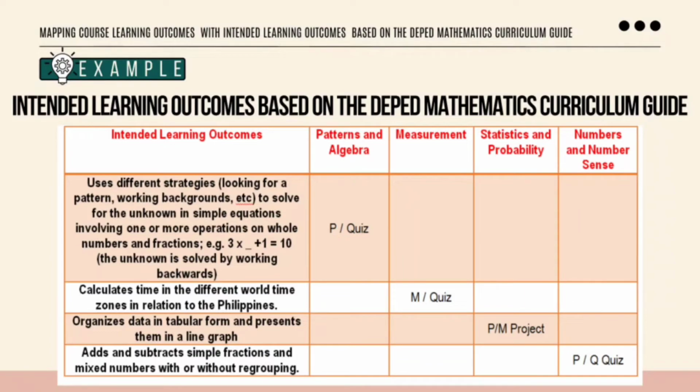For the intended learning outcome, example number 2, it is to calculate time in different world time zones in relation to the Philippines. It is under measurement, so it will be mastered, and the teacher decided to give a quiz to achieve this intended learning outcome.